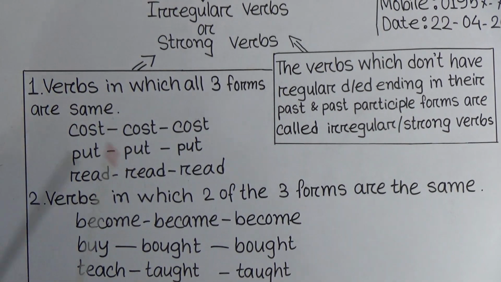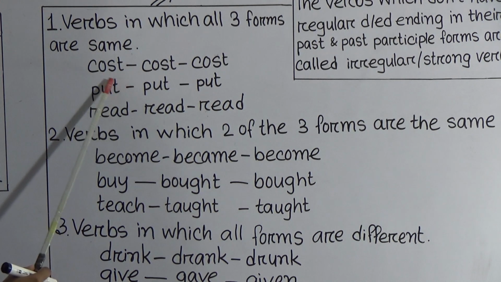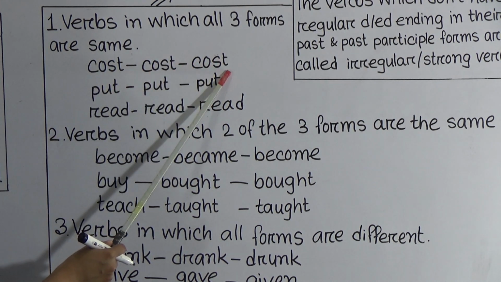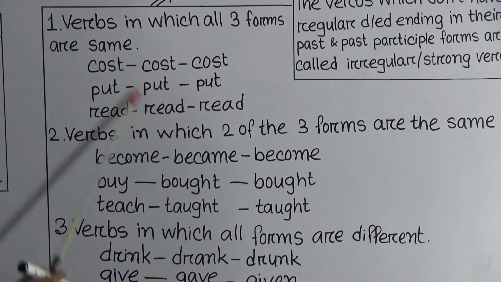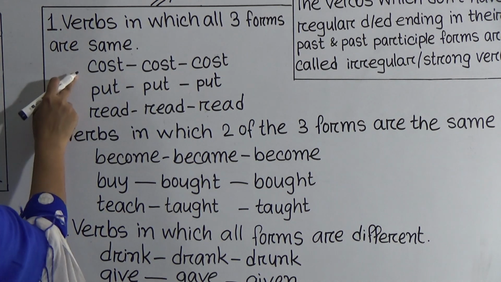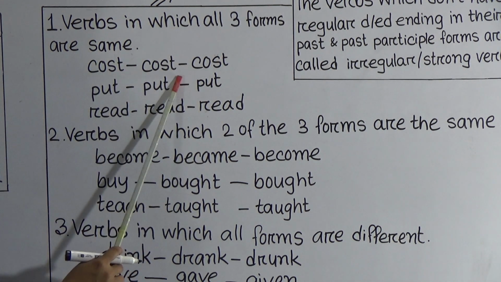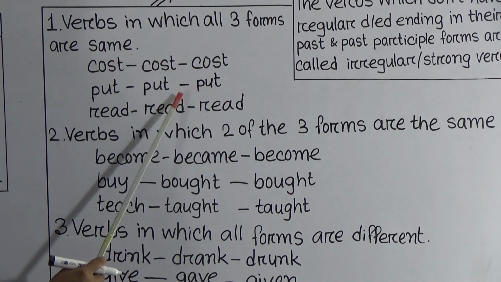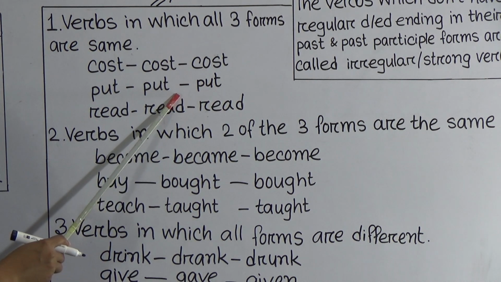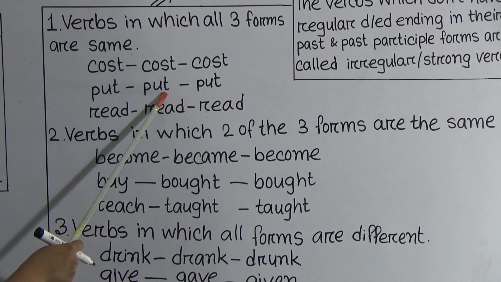So you can see there are three rules for irregular verbs. Look, verbs in which all three forms are same. So you can see the example: cost, cost, cost. Put, put, put. Bread, bread, bread. Is there any change in any form? This is base form, this is past form, and this one is past participle form. There is no change in three forms of the verbs. Cost, cost, cost. All remain the same. So these are called strong verb or irregular verb. Short, short, short. These are also examples of irregular verbs.